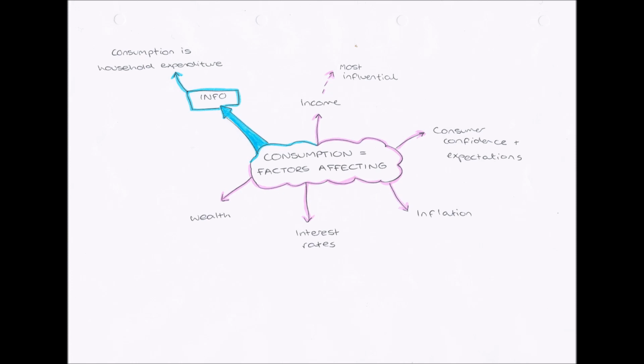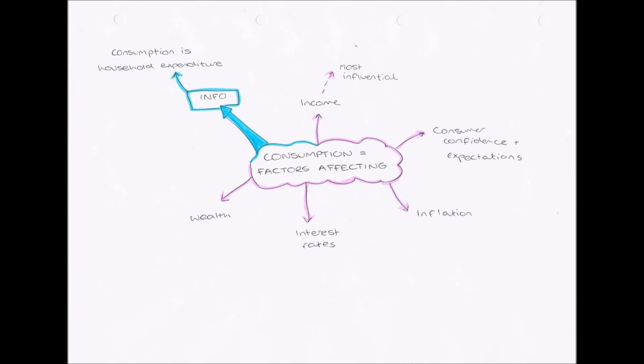Next we have interest rates. If interest rates are low, then the cost of borrowing is low, so therefore I will borrow more money, I have more money to spend, I will spend that money, therefore consumption increases. Also if the cost of borrowing is low, then the reward from saving is low. I get a low amount of interest back when I save my money. So therefore I won't save my money, I will spend it instead. So therefore my spending increases and my consumption increases.